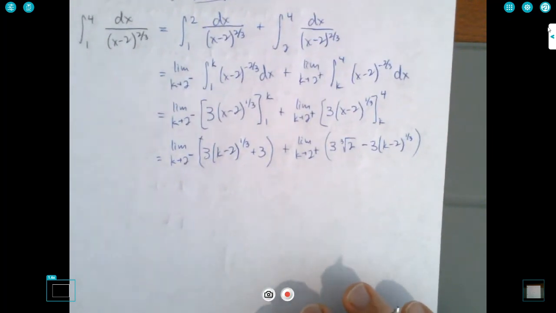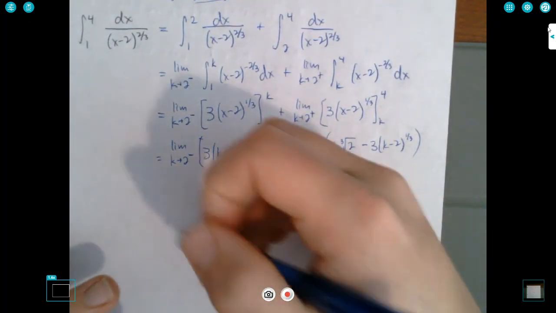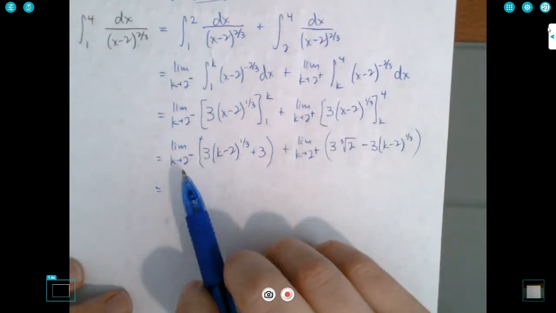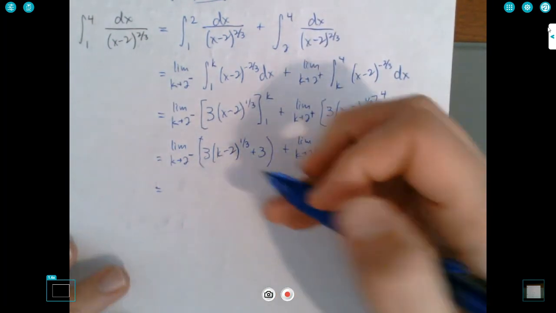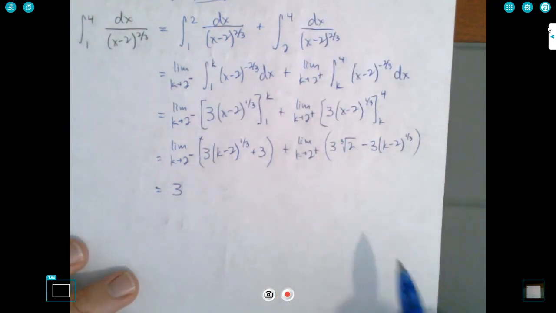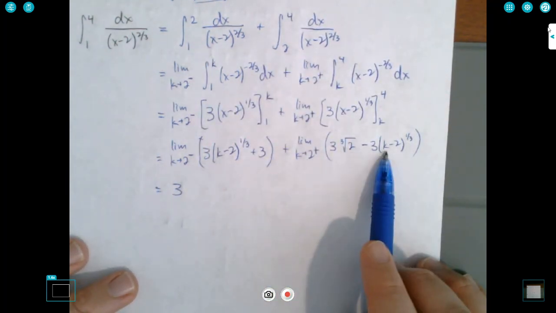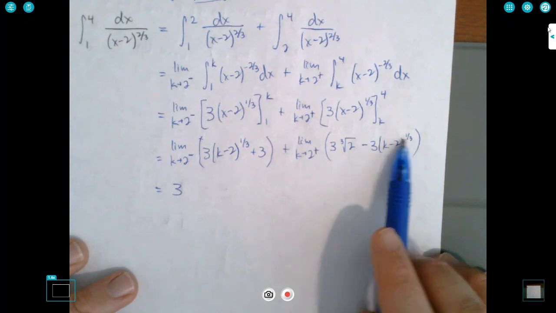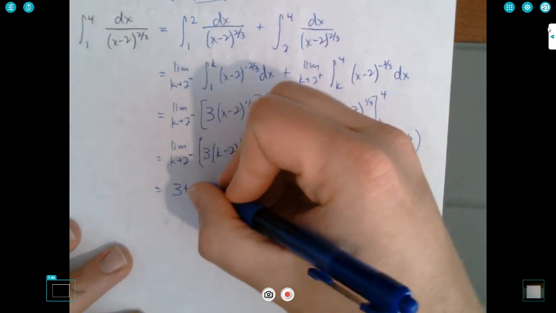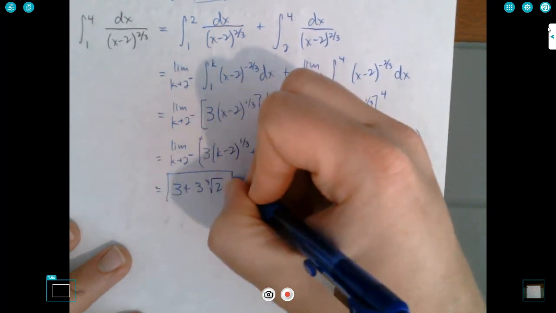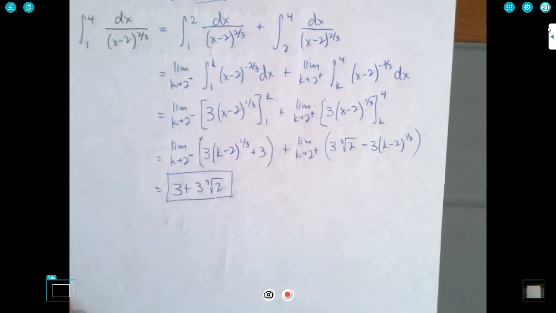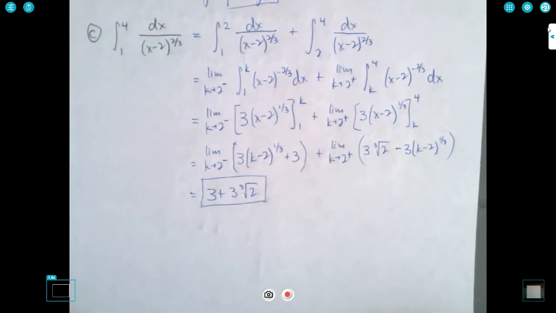All right, let's see if we can evaluate these limits now. This is the part that's been giving me trouble all day long. But if we plug in 2 for k here, that's just going to be 0. So we're just going to get 3. If we plug in 2 here, again, that's just going to be 0. We're going to get plus 3 times the cube root of 2. And that's that. So that one actually didn't end up being too bad in terms of evaluating the limit.